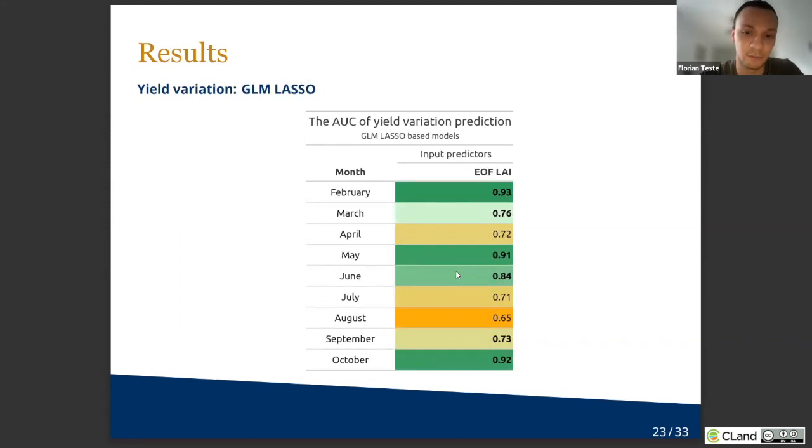But now, if we compare with our model, we see that we have much higher scores. We have a good score in February, in May, in June, in October. And what is a bit surprising and odd is that we have a very good score for February. It's very early in the season. Usually in the US, it depends on the state, but usually the season starts in April and it ends in November. So that means that in February there is no corn, so you don't monitor the corn. But we have a theory to explain that.